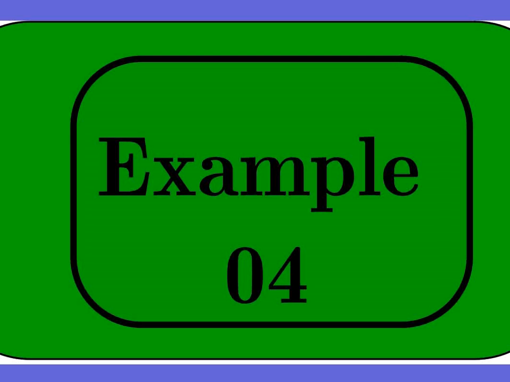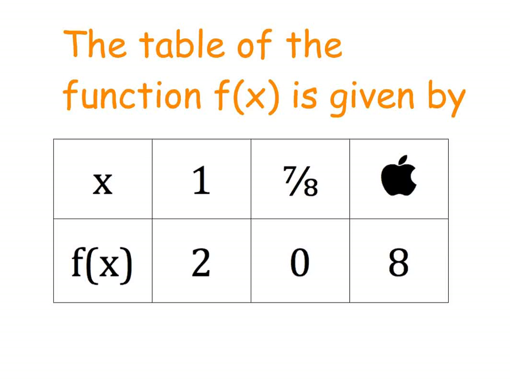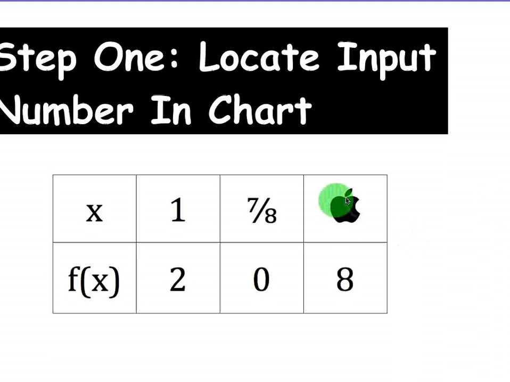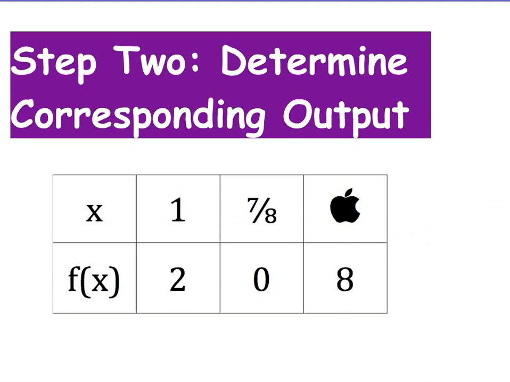All right, example 4. The table of the function f of x, so we're going back to f this time, not h, is given by the following. Here are your x values. Here are your f of x values. Evaluate f of the apple. So guess what? Your input doesn't always have to be a number. In this case, it's an apple, which is perfectly acceptable because when we go to look at the actual chart, there's my x value. So what's the corresponding y value? A, right? So there you go. My x value is the apple. My output is 8. It's simple.